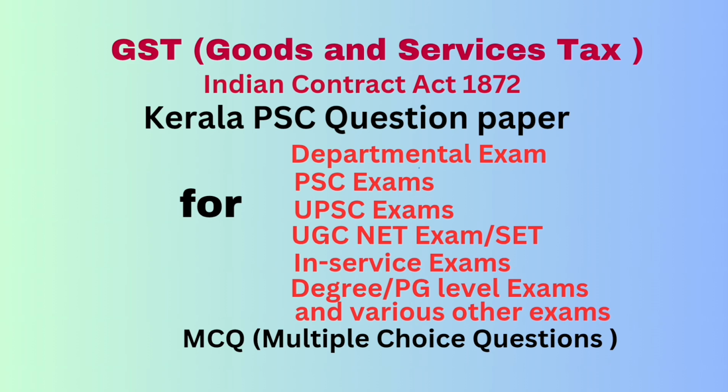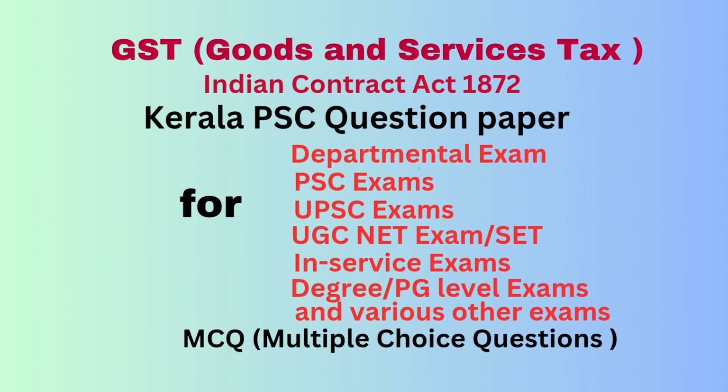Question number 29. Which document is not acceptable for claiming input tax credit? Option A. Voucher. Option B. Invoice from the supplier. Option C. A debit note issued by the supplier. Option D. Input service distributor invoice. Correct answer: option A. Voucher.